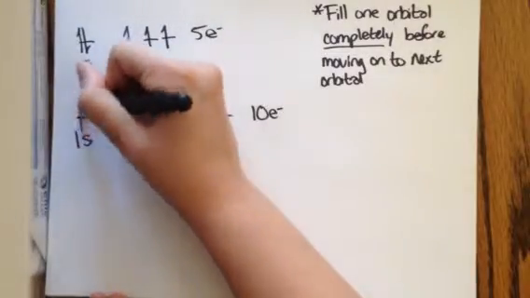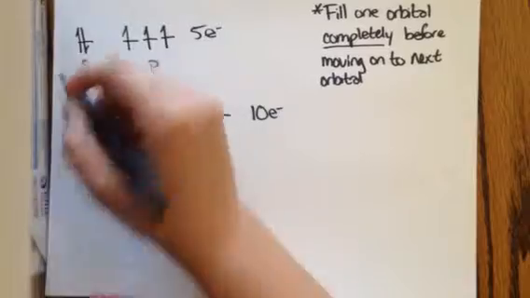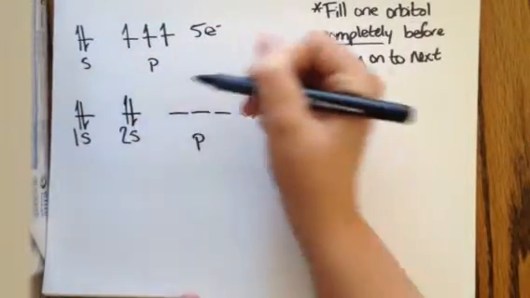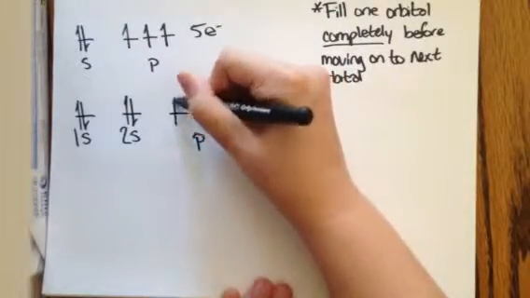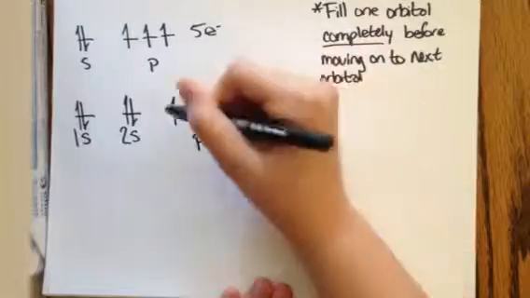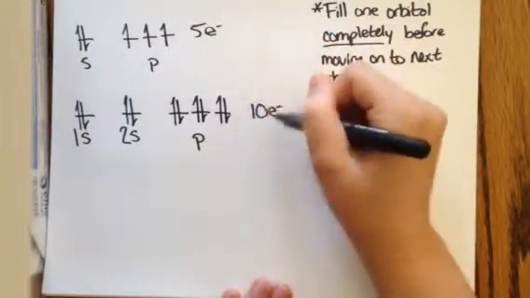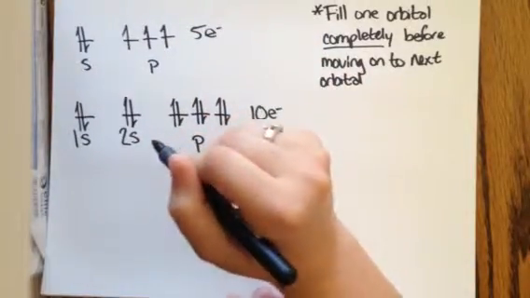So I've got my positive, and I can't move over to the 2s yet because I have to fill this one up first. Here's my negative, positive, negative, and I've got 2, 4, 5, 6, 7, 8, 9, 10. So I've got all 10 electrons distributed between these 3 separate orbitals.